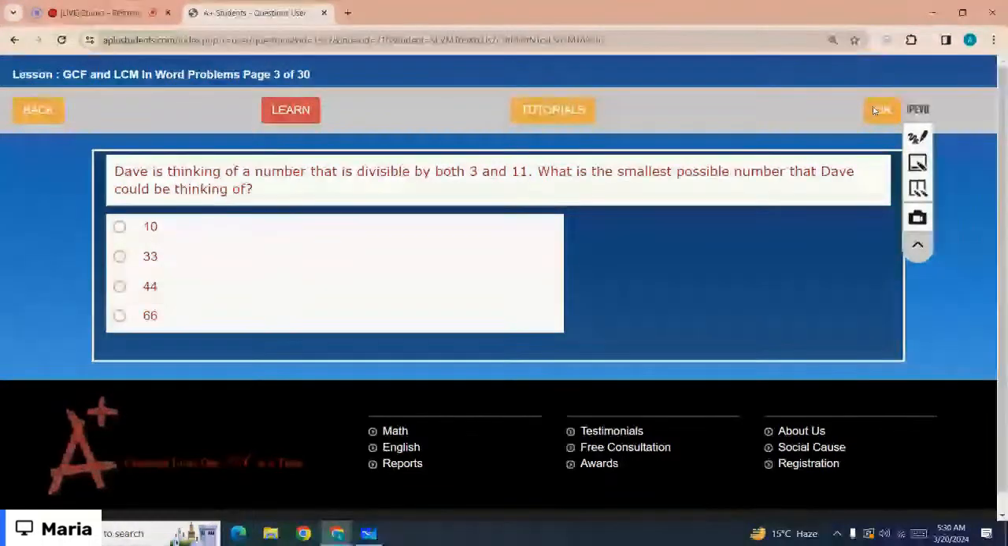The correct option is 33. It is option number 2 that is the correct option. Got it? The correct option is 33.